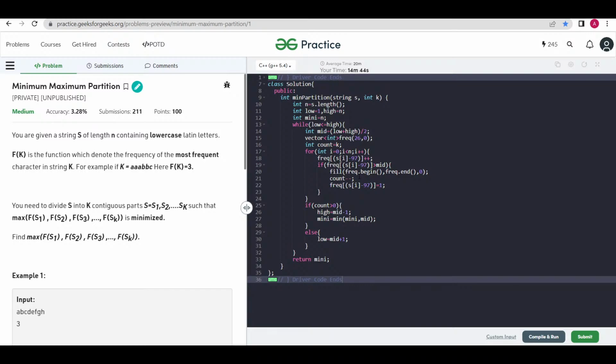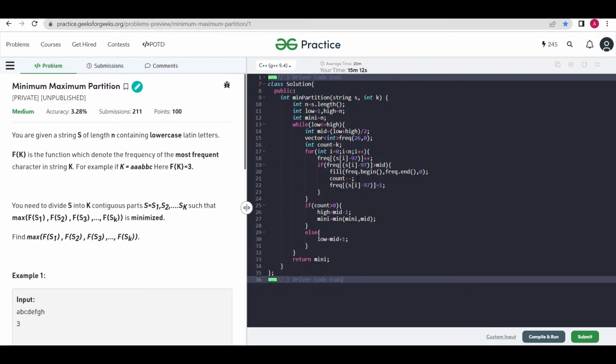If it is greater than the mid value, meaning it is a most frequent character, then what we'll be doing here is filling all that frequency from the starting to the end, that is the frequency array we will be reinitializing with the value 0, and we'll be decrementing that particular count, since we have got the first partition value, and that is the first value of f of s1.